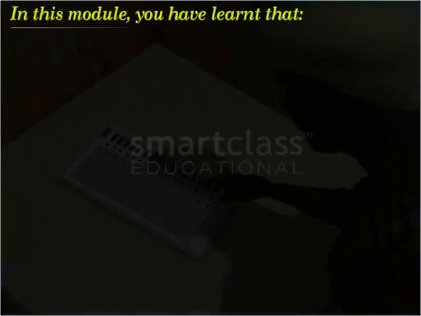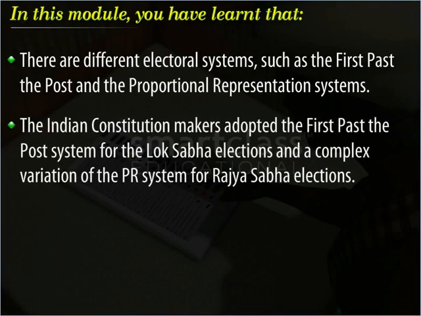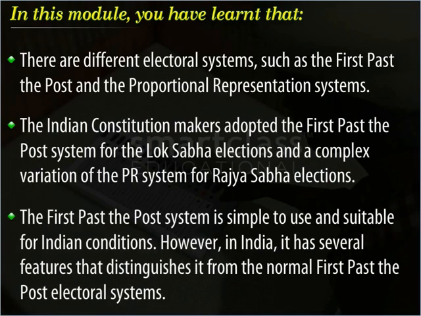In this module, you have learnt that there are different electoral systems such as the first past the post and the proportional representation systems. The Indian Constitution makers adopted the first past the post system for the Lok Sabha elections and a complex variation of the PR system for Rajya Sabha elections. The first-past-the-post system is simple to use and suitable for Indian conditions. However, in India, it has several features that distinguish it from the normal first-past-the-post electoral systems.